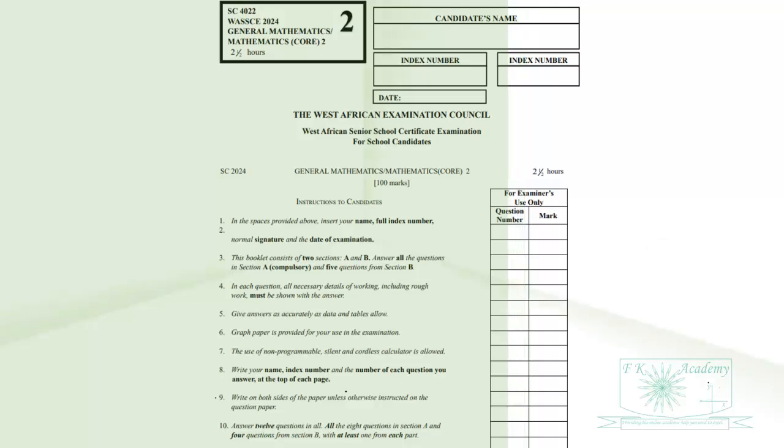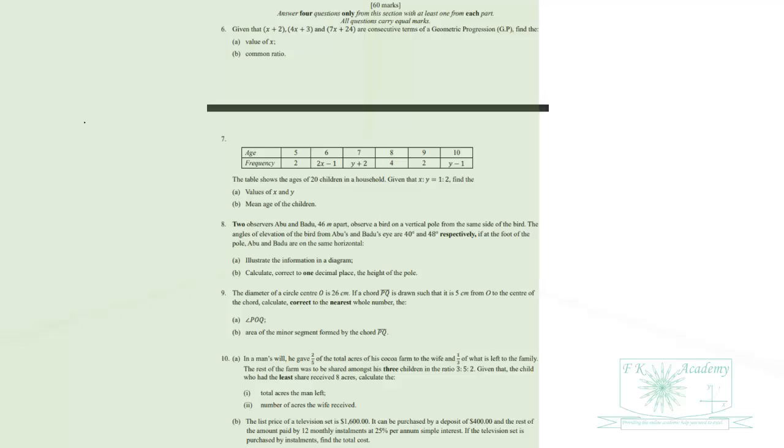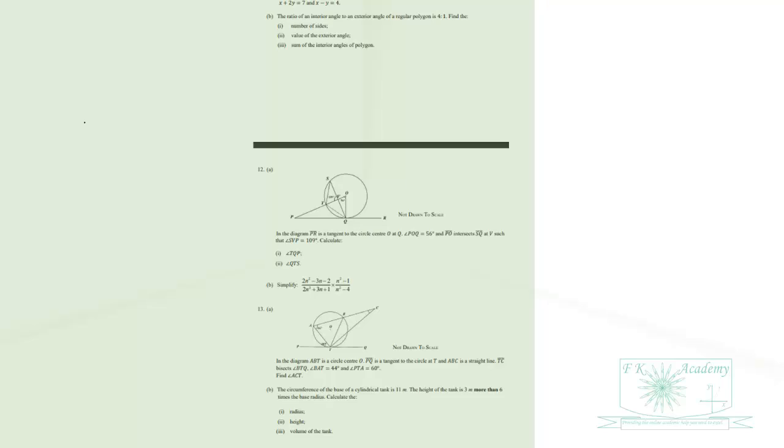So we are going on with the solution to the WASSCE 2024 for school candidates, General Mathematics, Core Mathematics Paper 2. So the paper written by students from Nigeria. So these are the questions we are going to consider in this part. Question 6 through question 13. So we'll consider all these questions. So get ready so that we start.